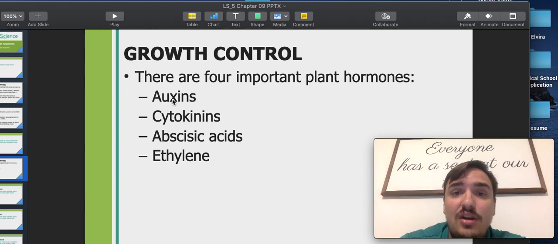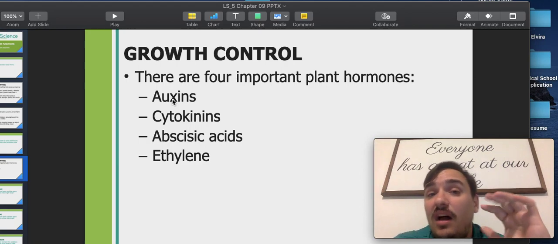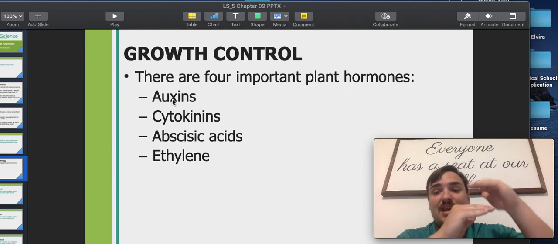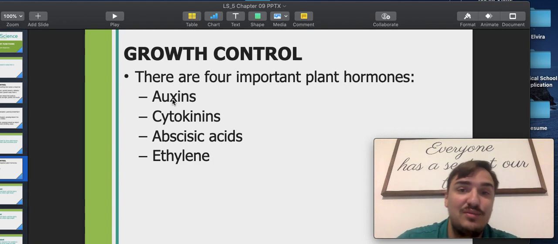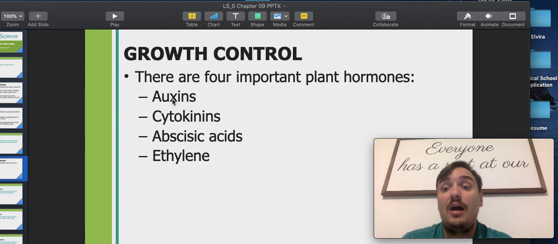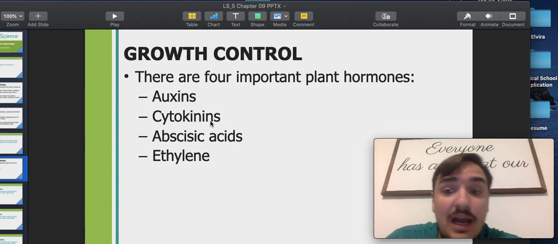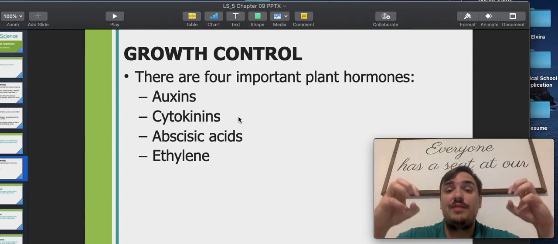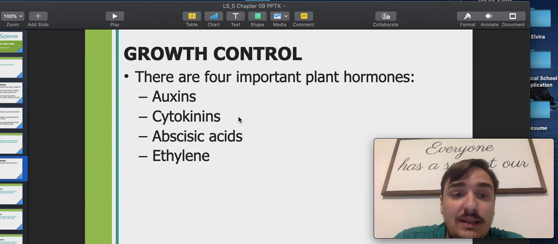So auxins are going to cause cell elongation. So it's going to make the cell get longer. If a cell's like this long, it's going to get longer after auxins move inside of that cell. So it helps with the plant growing taller. Then cytokinins, you guys should remember cytokinesis, and this is the splitting of the cell. So this is going to help the plant grow by creating new cells.